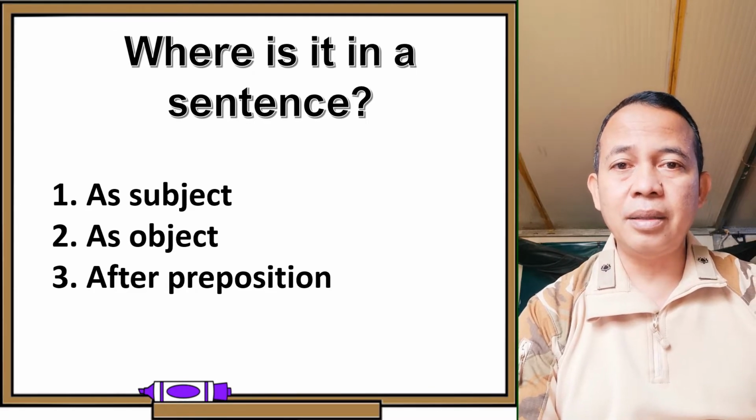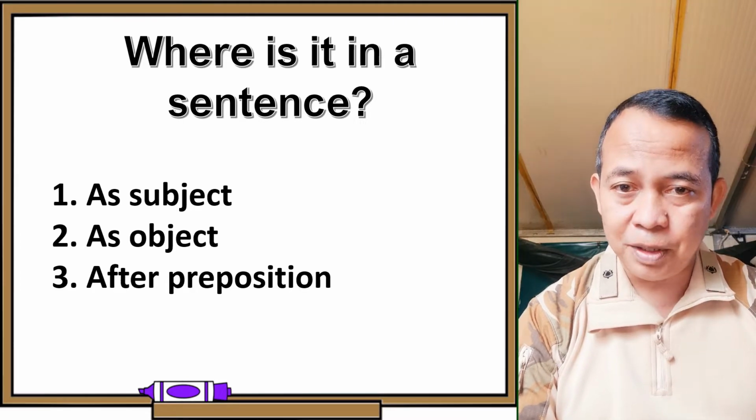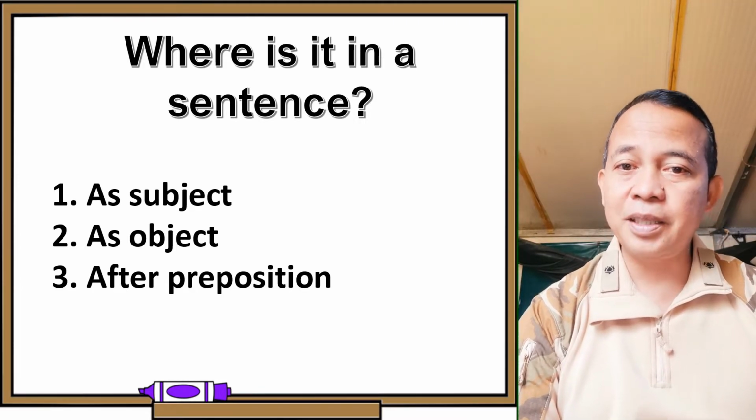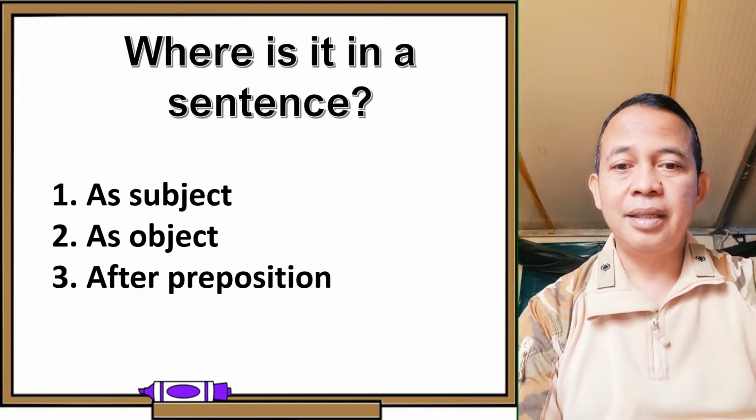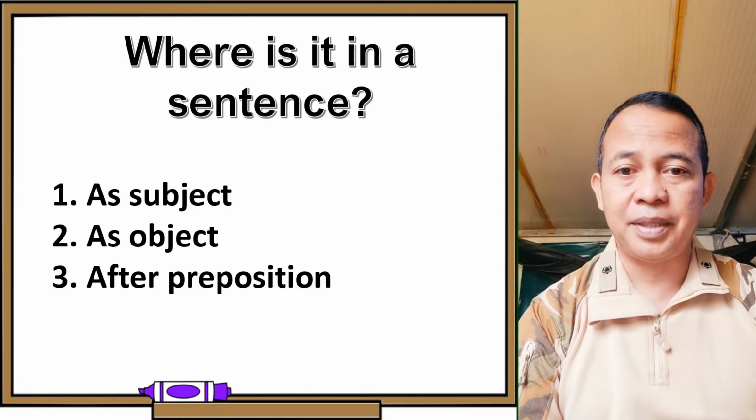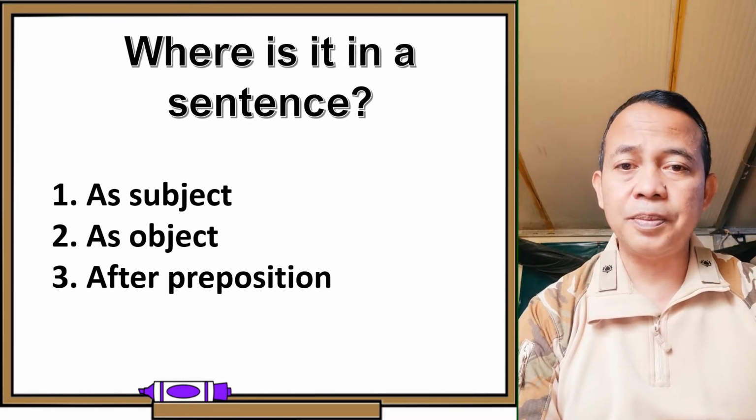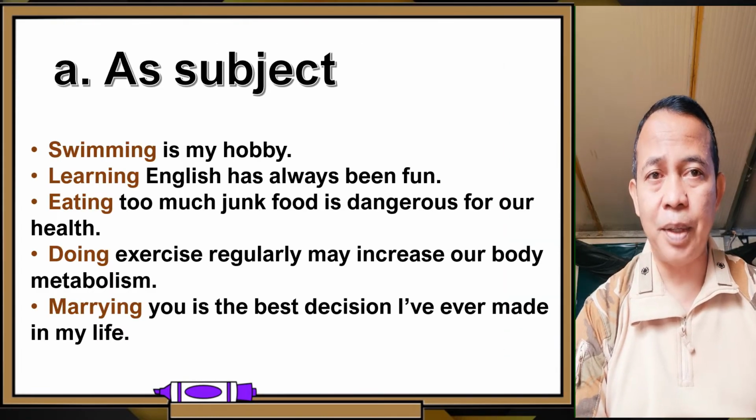Now, probably the next question is, where are we supposed to put it in the sentence? Where is the position of a gerund if we use it in a sentence? Basically, there are three positions of gerunds. The first is as subject, the second is as object, and the last is after a preposition. Now let's discuss them one by one.